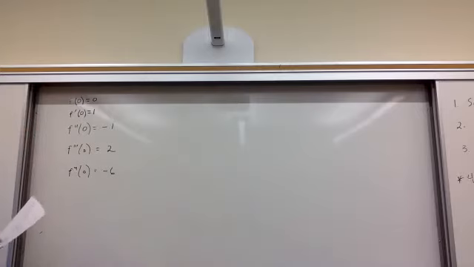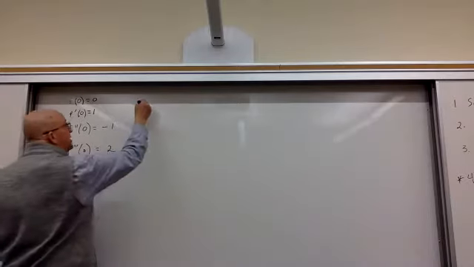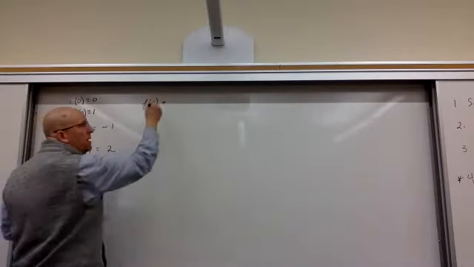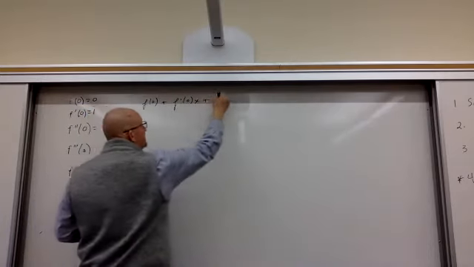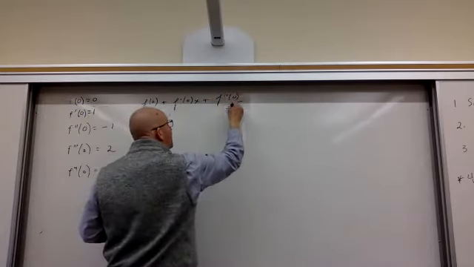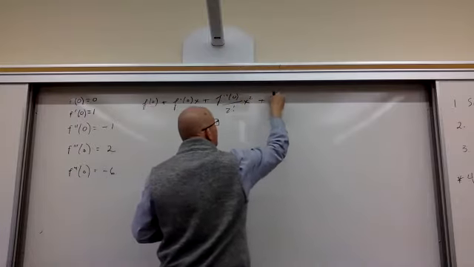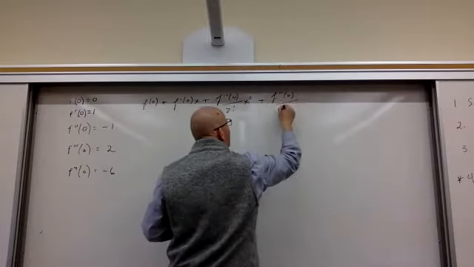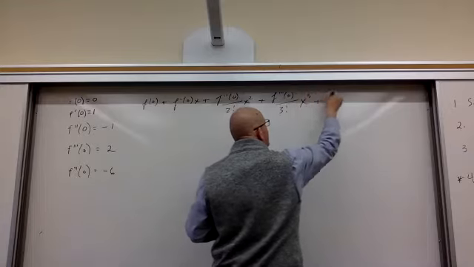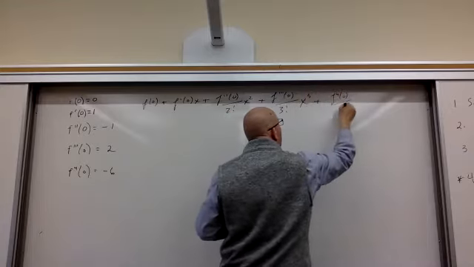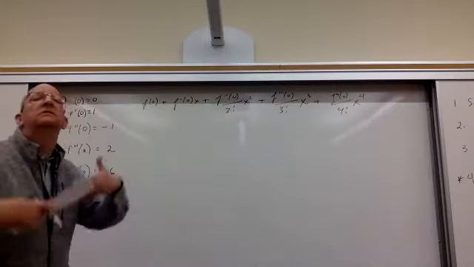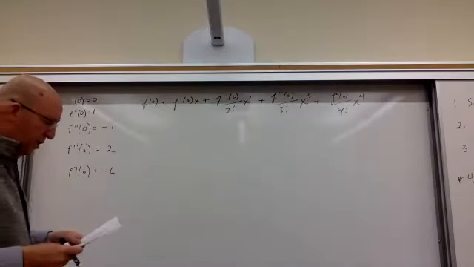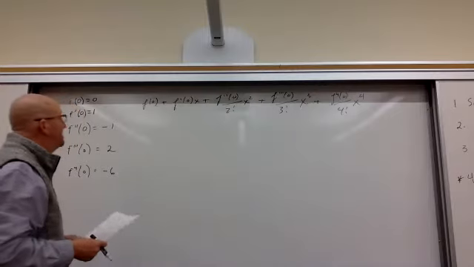And so we know that the general form for the Maclaurin series is going to be f of 0 plus f prime of 0 x plus f double prime at 0 over 2 factorial x squared plus f triple prime of 0 over 3 factorial x cubed plus the fourth derivative at 0 over 4 factorial x to the fourth. Okay, we have that memorized. We know all that. Let's fill it in.